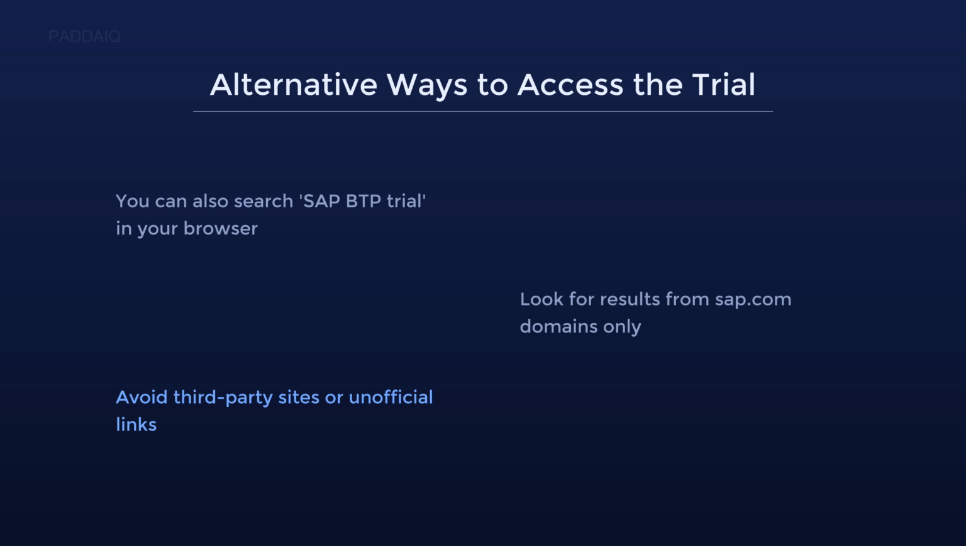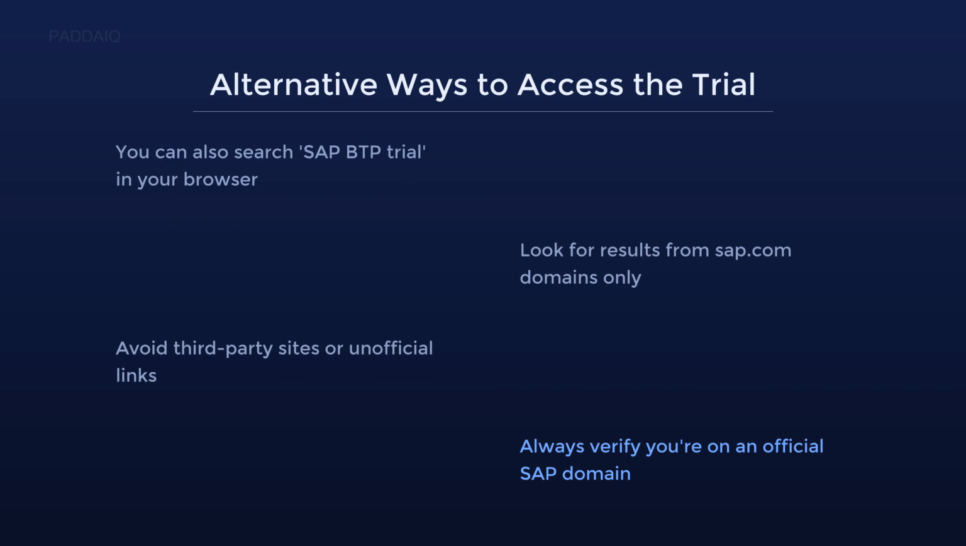Avoid third-party sites or unofficial links. This means only use SAP's official website to access your trial account to ensure security and authenticity. For example, never click on links from unknown emails offering free BTP access. Stick to trusted sources to protect your data and avoid potential scams.